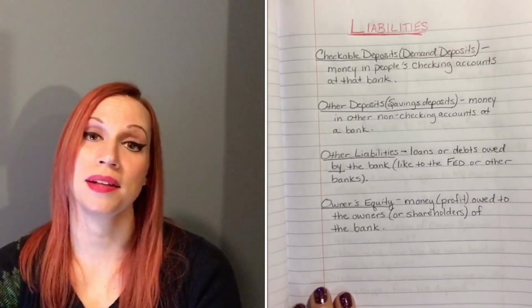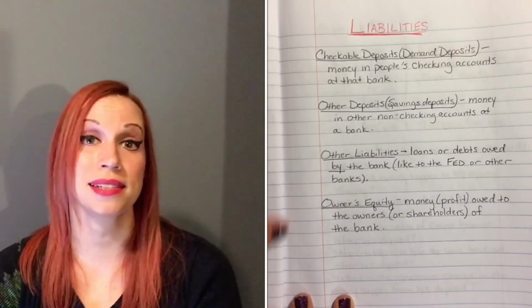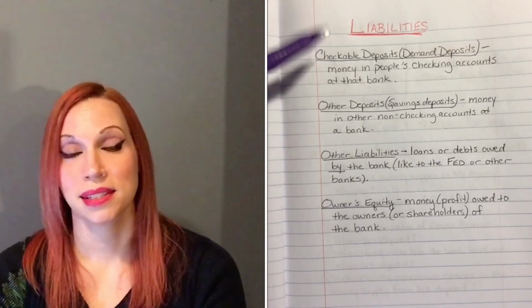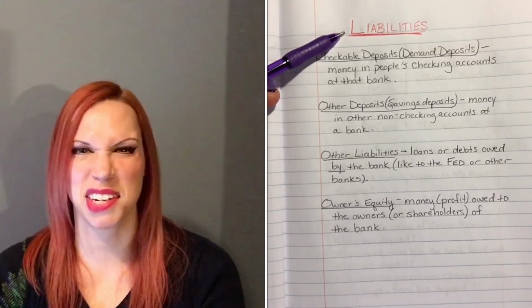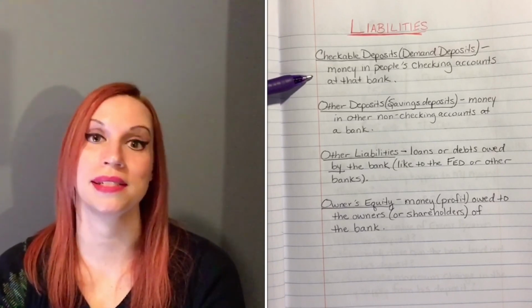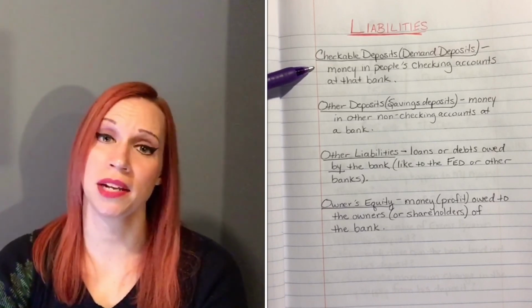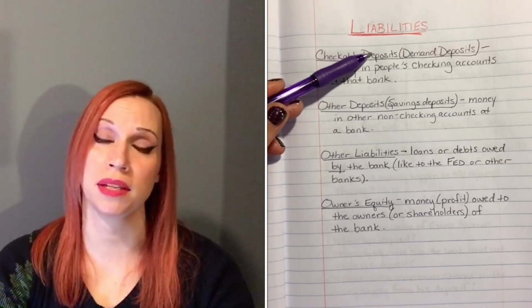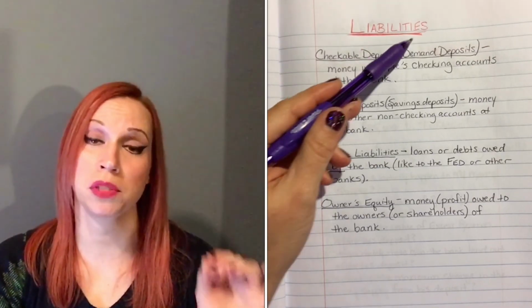Let's talk about the right-hand side of the sheet. That's going to be liabilities. Now, liability is always kind of a bad thing. Instead of money coming into the bank, it's going to be money that is leaving the bank. Now, the first category you're going to always see under liabilities is going to be your checkable deposits.